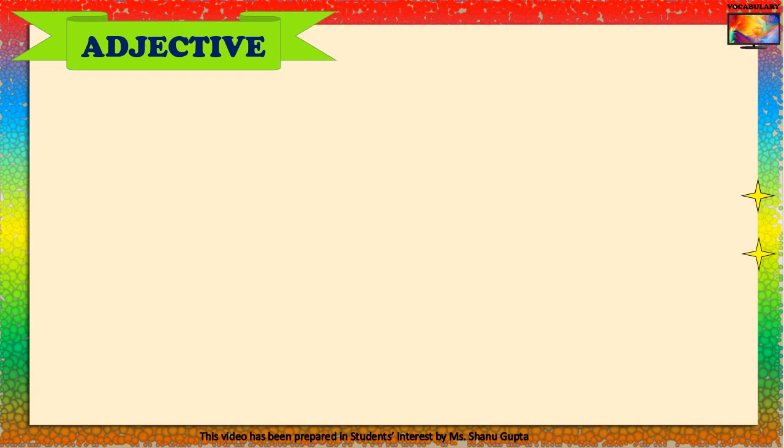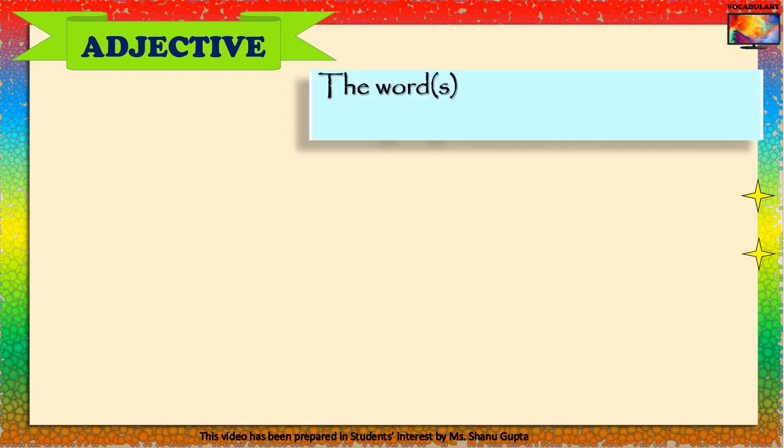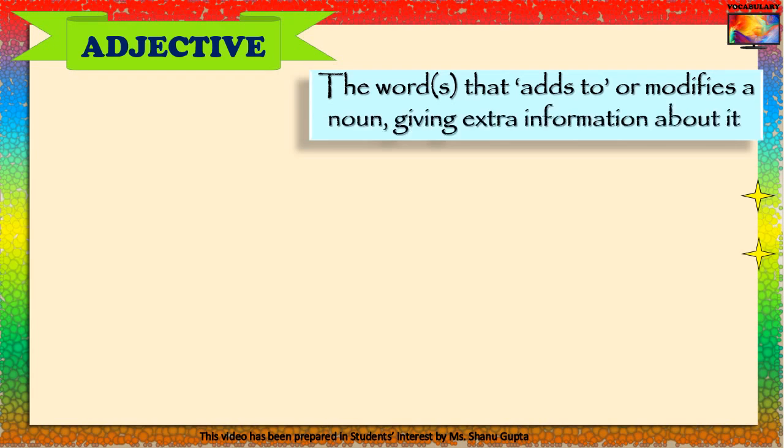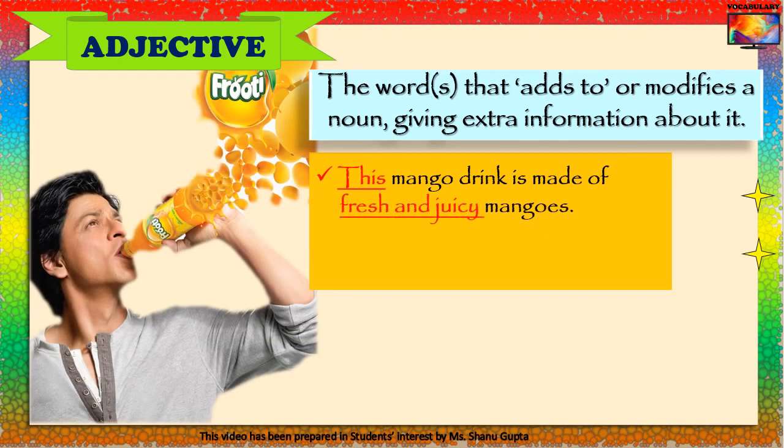The fourth part of speech is adjective. An adjective is a word that adds to or modifies a noun, giving extra information about it. Occasionally, adjectives can modify pronouns as well. For example, if I say that a particular mango drink is made of fresh and juicy mangoes, I am describing the quality of mangoes and I am giving some extra information about the noun, mangoes. The words fresh and juicy are adjectives.